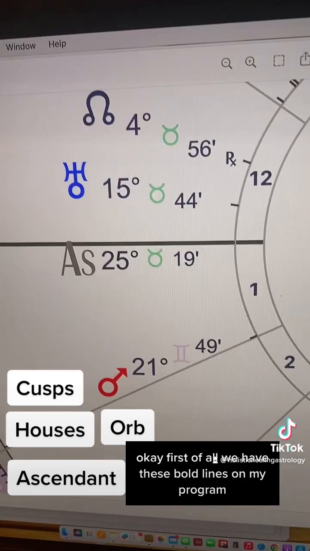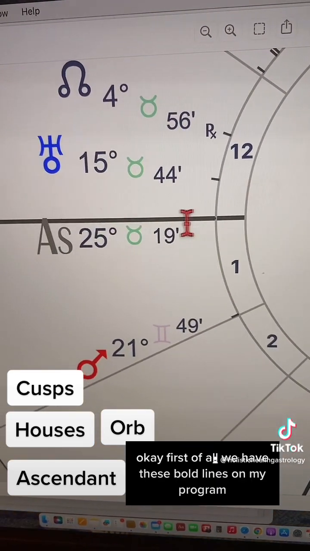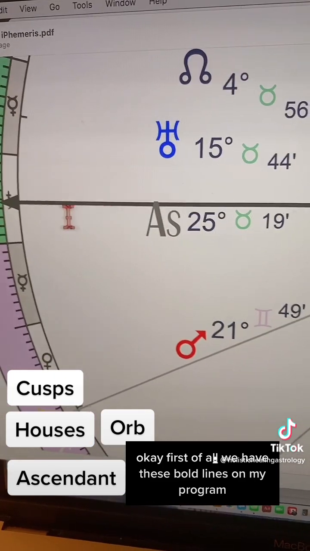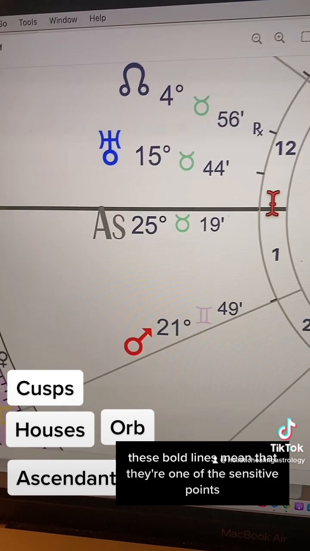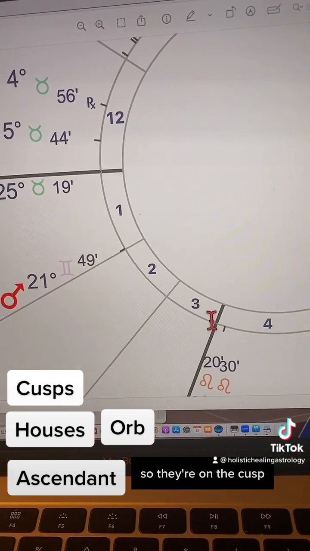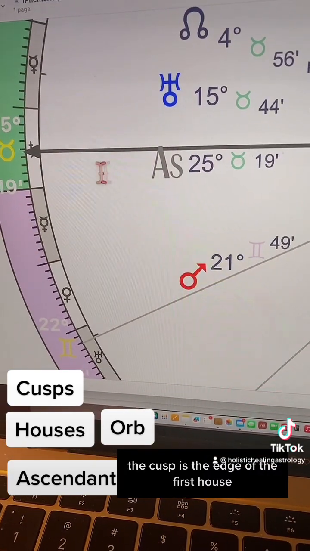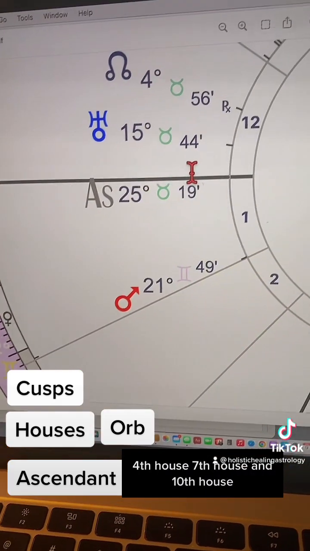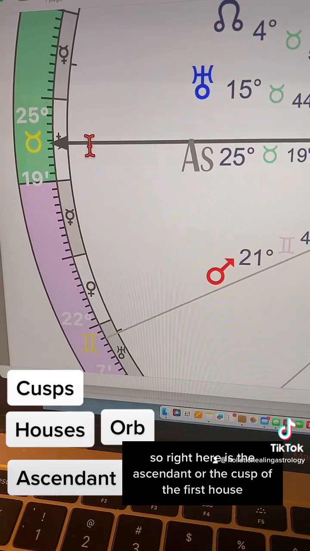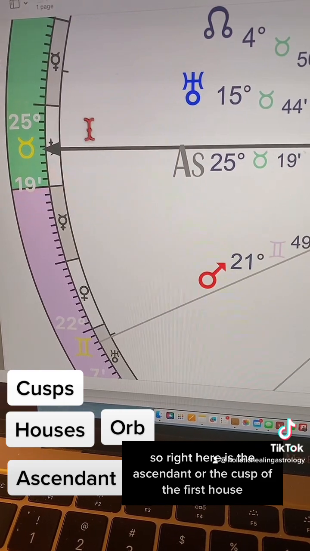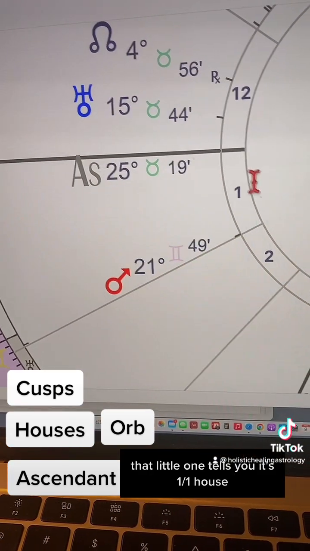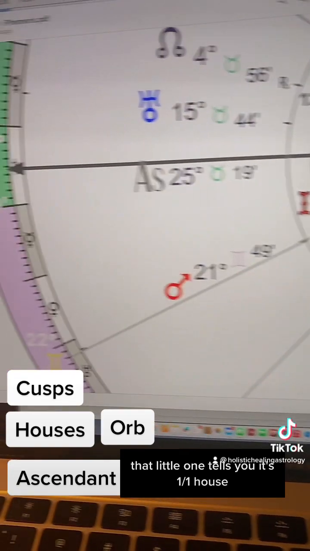Okay, first of all, we have these bold lines on my program. These bold lines mean that they're one of the sensitive points. So they're on the cusp. The cusp is the edge of the first house, fourth house, seventh house, and 10th house. So right here is the ascendant or the cusp of the first house. This is a first house. That little one tells you it's a first house.